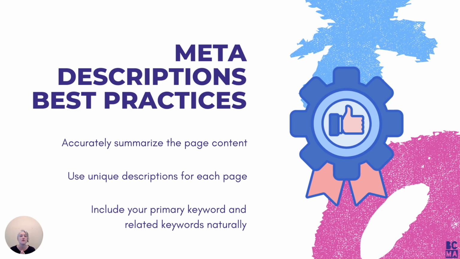And if possible, you want to choose a primary keyword or keyword phrase for each page and try to naturally weave that keyword phrase into your page title and meta description. Don't force it. Try not to make it feel spammy, but if possible, try to work it into that little blurb of a meta description in a way that feels natural.